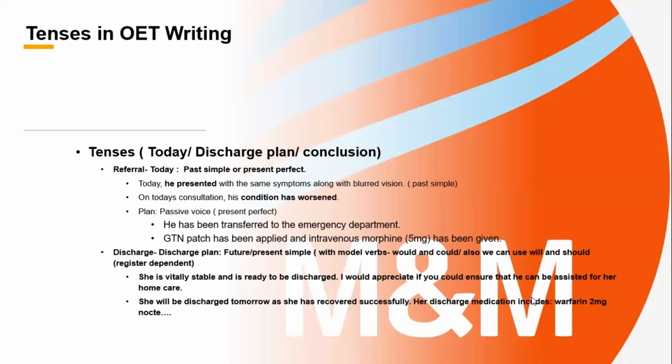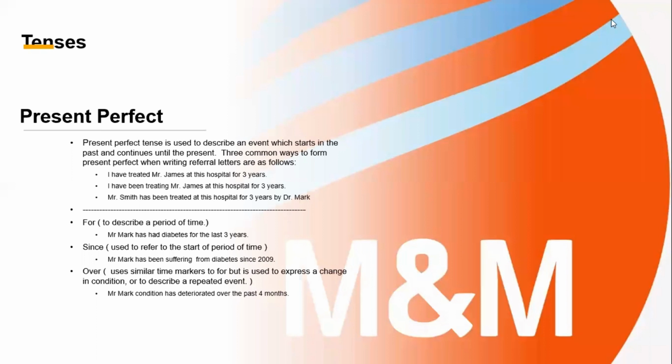So these are some of the examples which tend to be used in the present tense and conclusion as well. So basically, we will be discussing the present perfect tense. Let's say, I have treated Mr. James at this hospital for 3 years. This is an example of the present perfect tense that we can use over here, right? We've been treating Mr. James at this hospital for 3 years, again present perfect continuous tense.